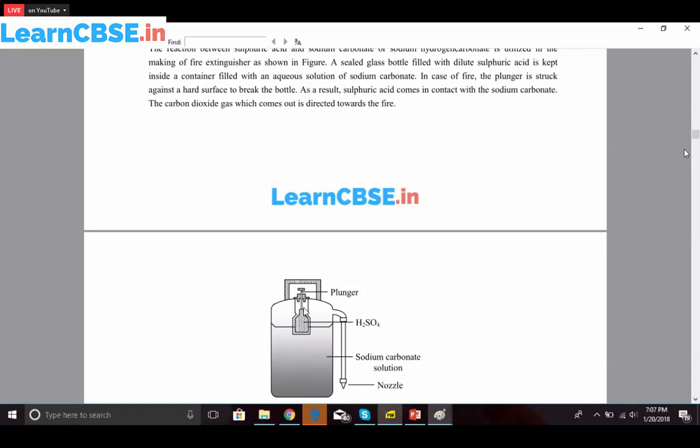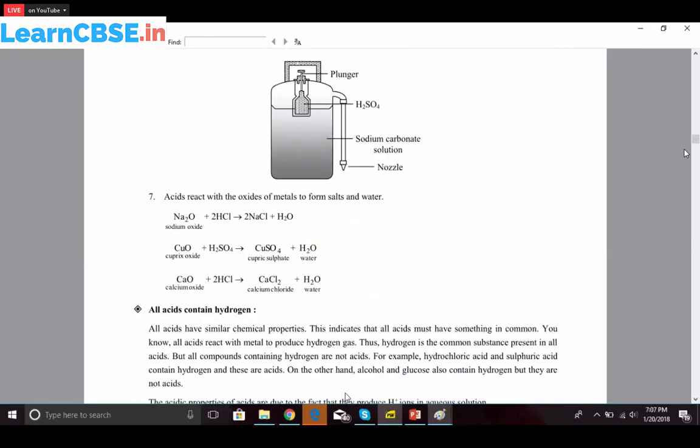Now once this plunger is on, what will happen? The reaction between the H2SO4 and the sodium carbonate will take place. So immediately from this nozzle we will be getting a lot of carbon dioxide gas. If the gas comes out from the nozzle and we direct it towards the fire, it will extinguish it. This reaction is very important, for example in the laboratory, which may catch fire, so we have to use the fire extinguisher, so we can use this reaction in that.